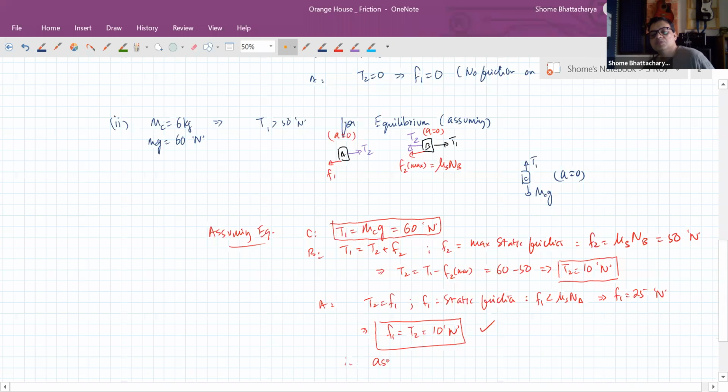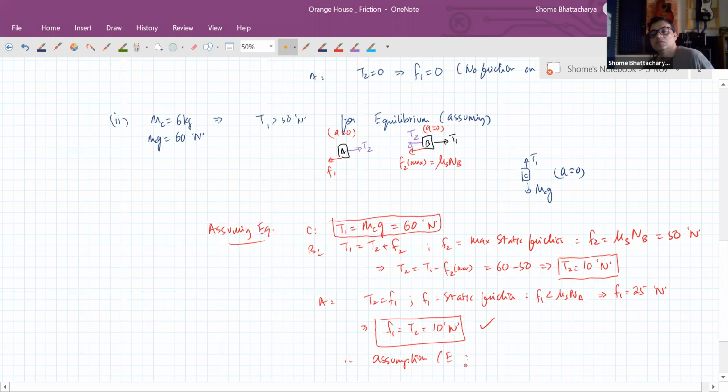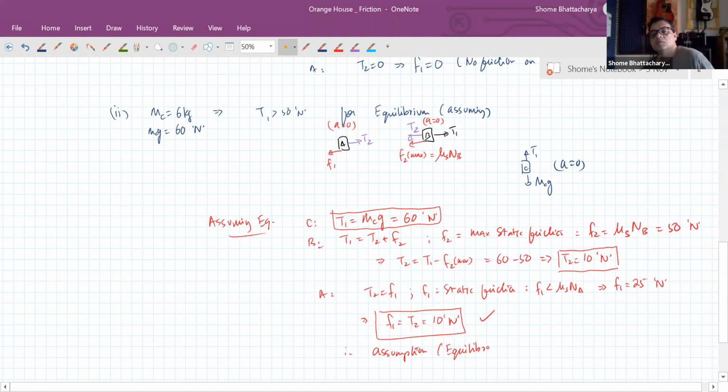Therefore, the assumption of equilibrium is correct, because F1 needed is only 10 newtons and F1's maximum value possible is up to 25 newtons. So the condition of equilibrium is satisfied. Okay, so hope this second part is clear to all of you.